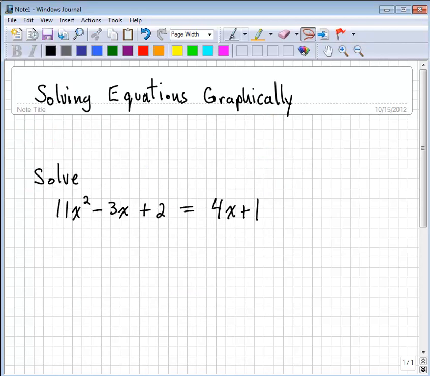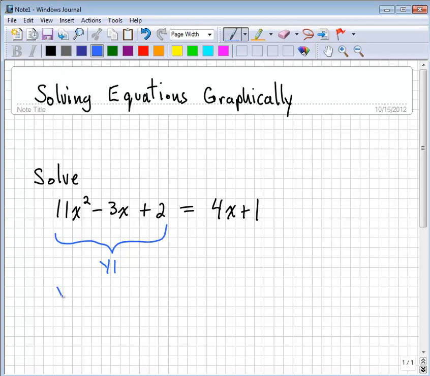So we've got a system of equations here. I'm sorry, we've got just a quadratic equation here: 11x squared minus 3x plus 2 equals 4x plus 1. So to solve this graphically by the intersection method, we're going to sort of set this up as a system of equations. And we're going to take the left side and we're going to set it equal to y1.